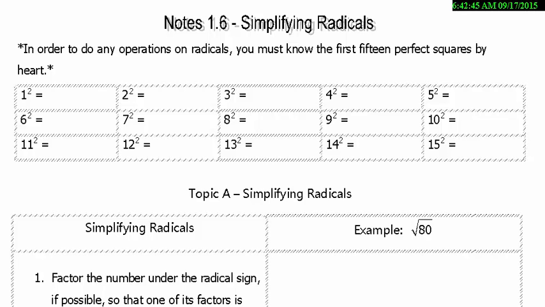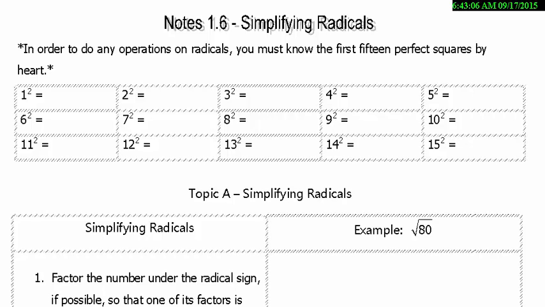Welcome to Notes 1.6, Simplifying Radicals. This is for Algebra 1. The goal of this video is for you to be able to take a radical and break it down into a simpler form. So if you read at the top, it says, in order to do any operations on radicals, you must know the first 15 perfect squares by heart.